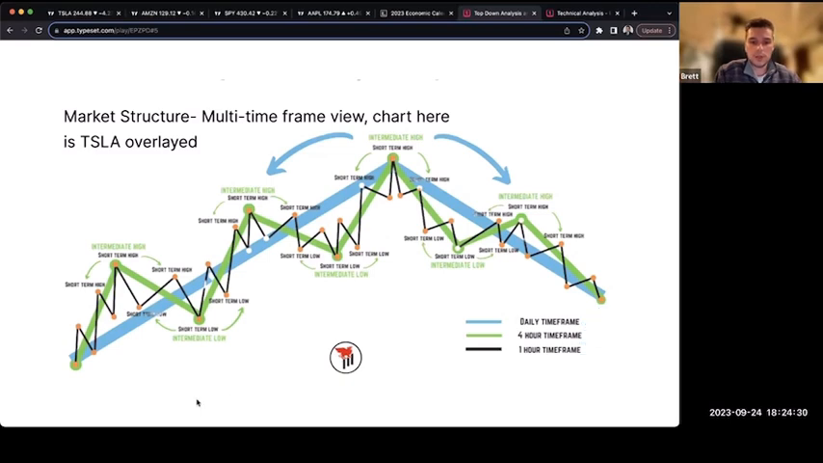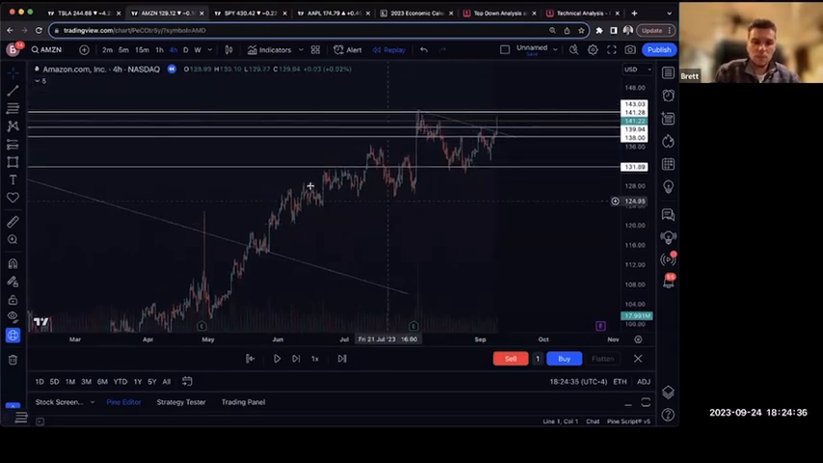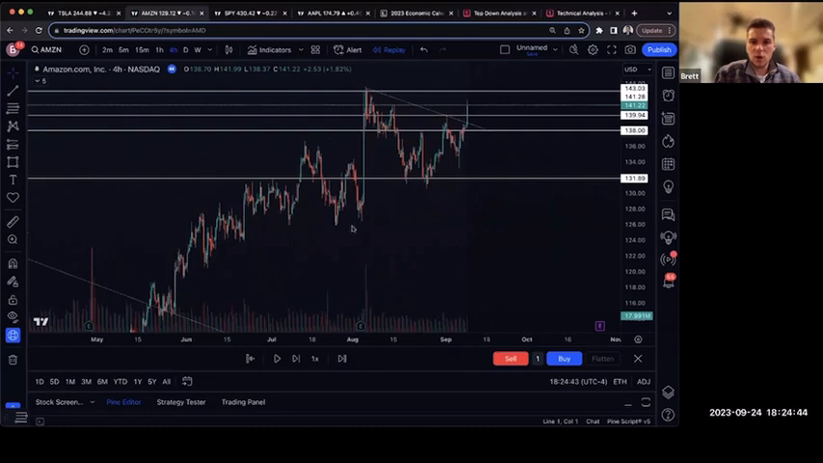Okay. So let's go back to the Amazon chart and really dig deep into this setup. We saw the daily time frame confirmed an uptrend. That's a check mark for us. Now, what is the 4-hour time frame telling us? Well, the 4-hour time frame is telling us that we are holding a recent swing low, and we are now cleared above a recent swing high, right? You can see here, recent swing high. We are holding above the recent swing high.